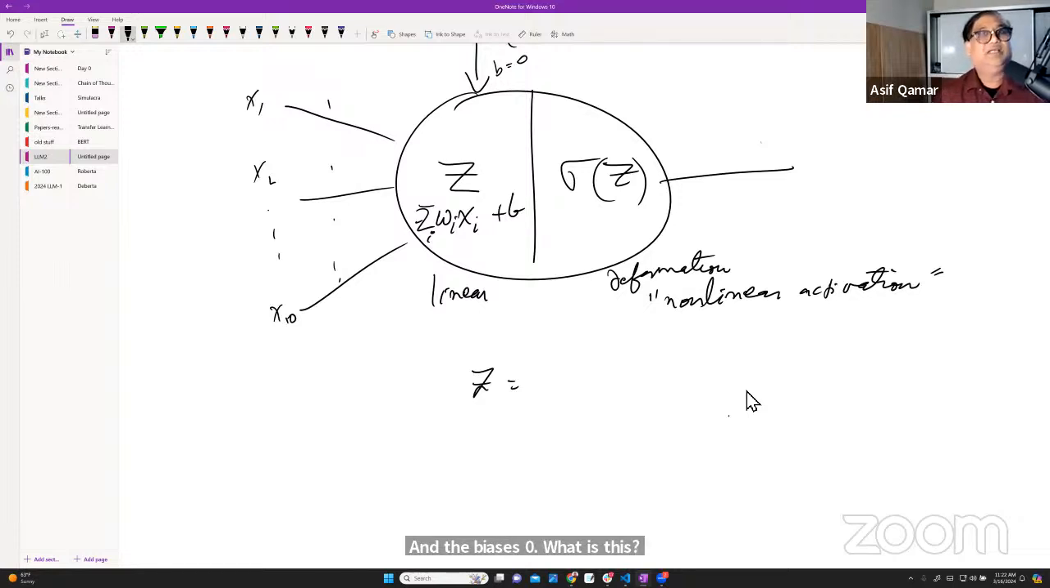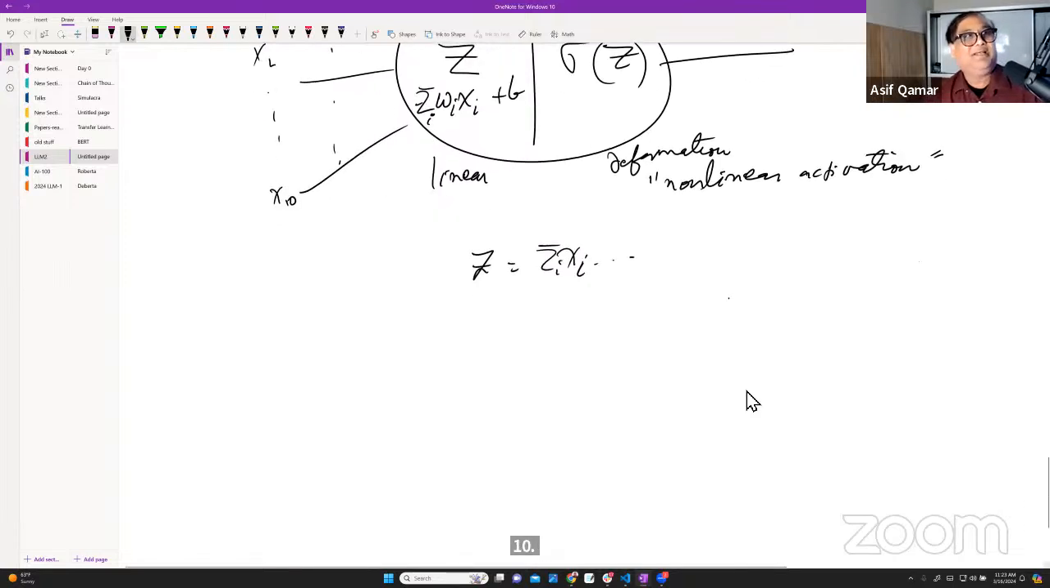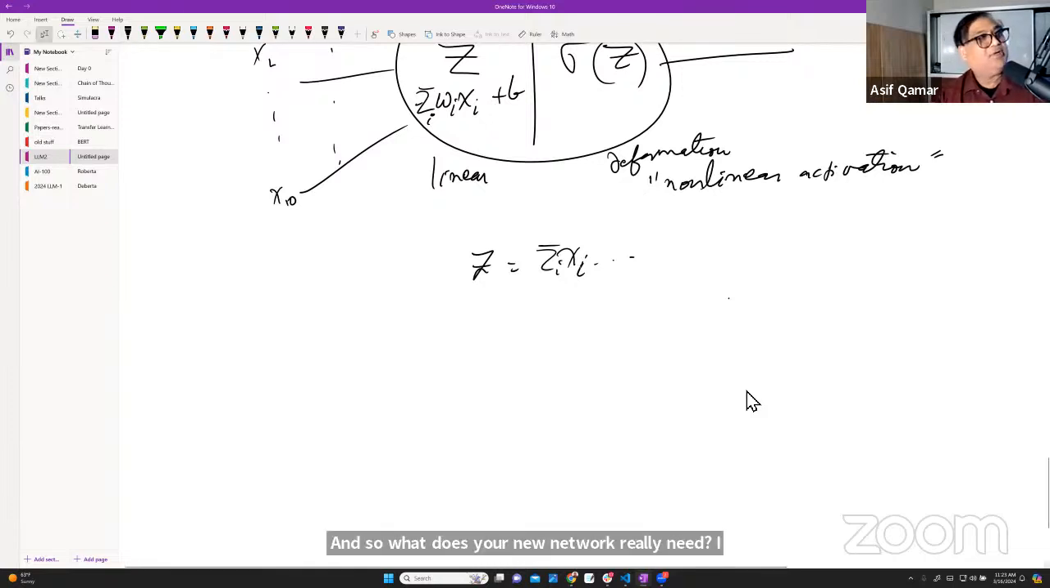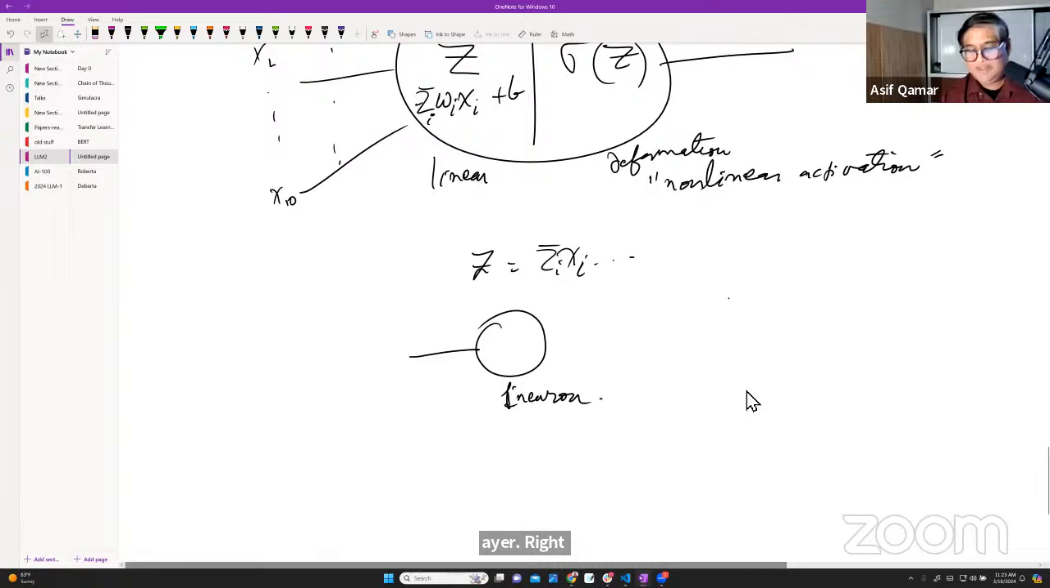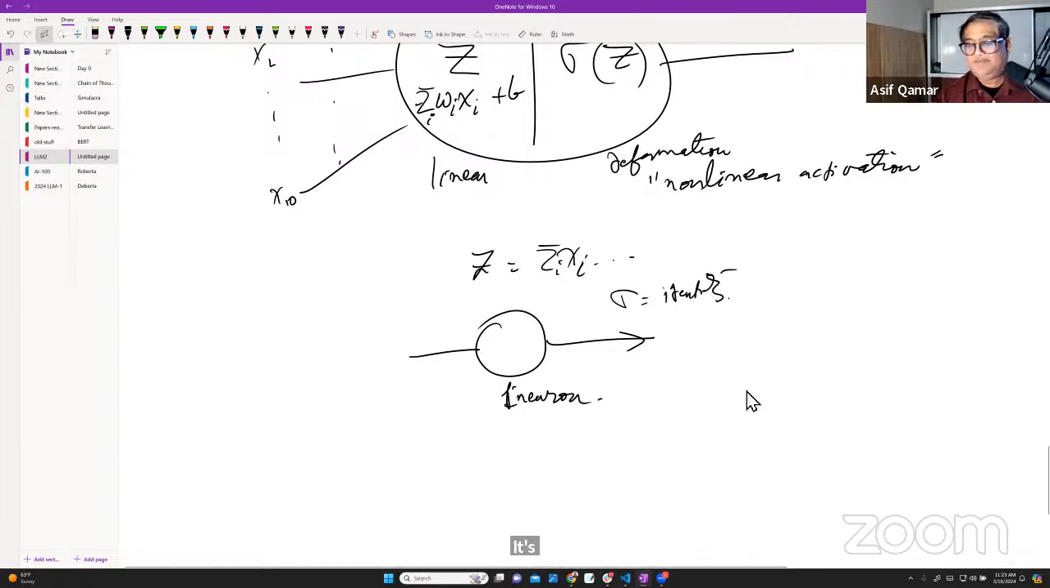What is Z? Sum of all Xi. Is that not what you were going out to compute? Yes. And so what does your PyTorch neural network really need? Just the input layer, right? With one neuron. It's a hidden layer, and no activation. Weight, no activation. Z is the identity function. No activation at all. Do you see that, guys?